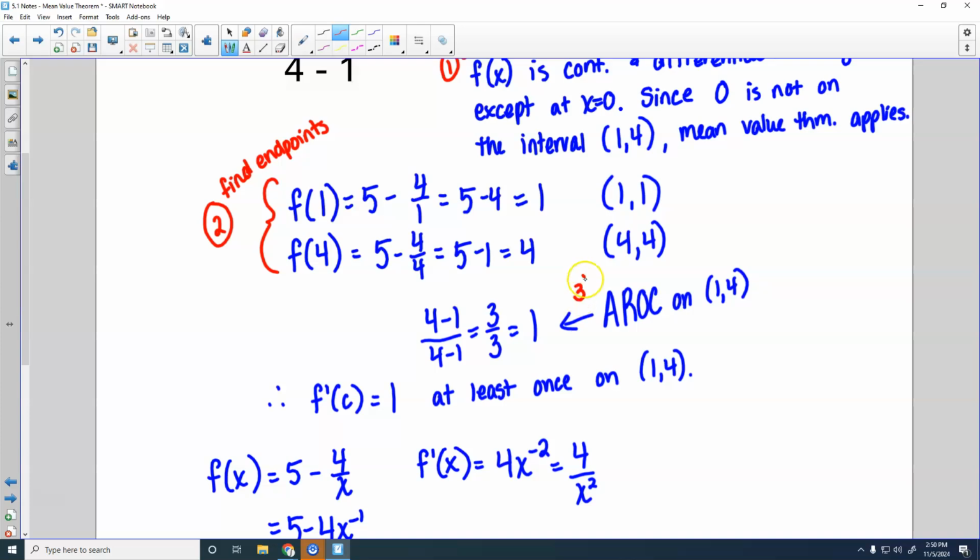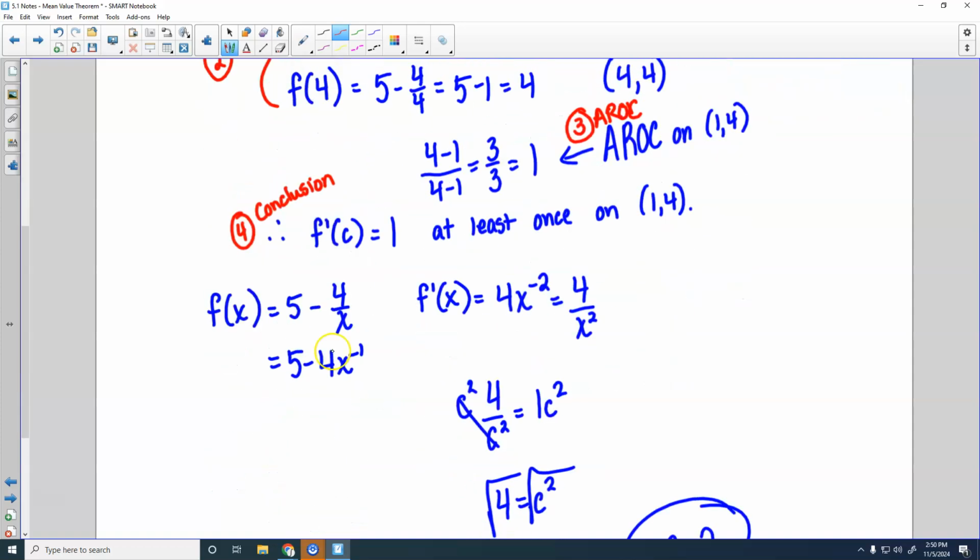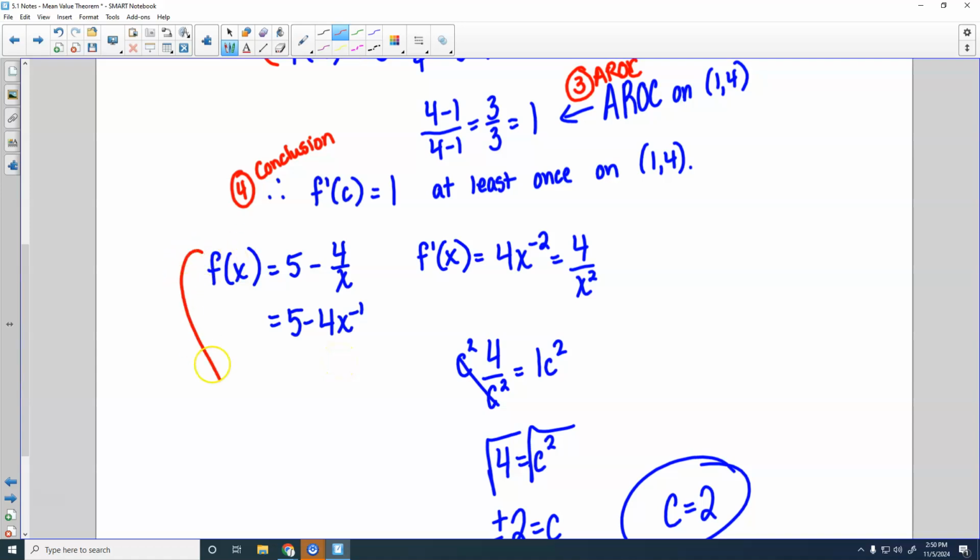The third step right here is your average rate of change. And then the fourth step would be your conclusion, saying that there has to be a point there. This last step is not always necessary: find the C. It would be your fifth step if it asks for the C. Sometimes it just asks you to prove that it has to happen, but sometimes it'll ask you for what the C is.